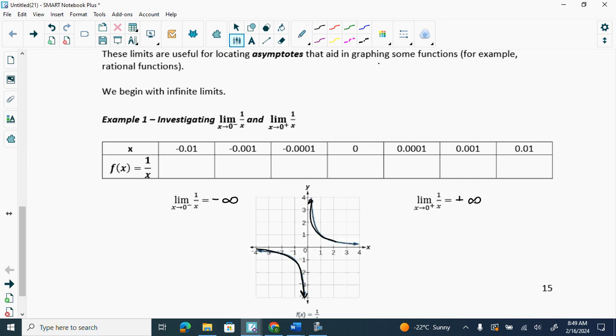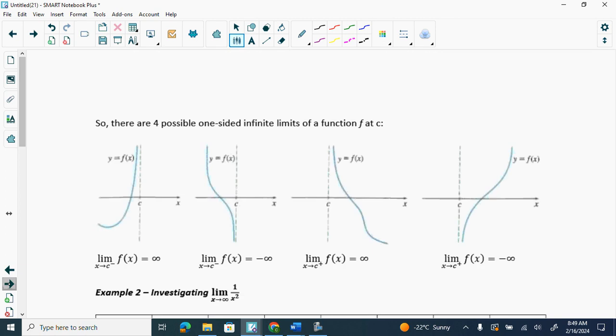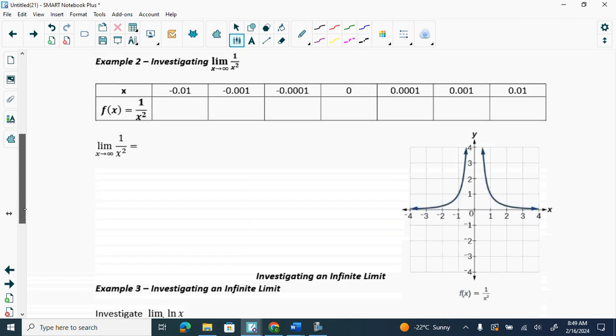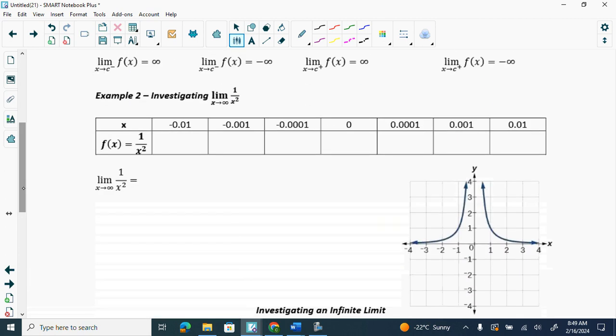We've discussed those already. So we went through all those. This is the new part. 1 over x squared. We're going to do 1 over x squared as x approaches infinity. So we're going to do really large numbers.